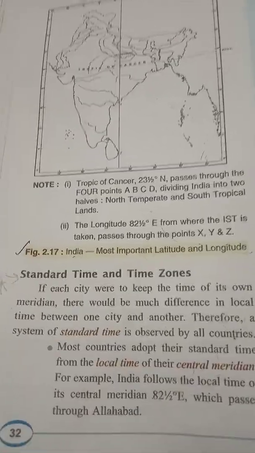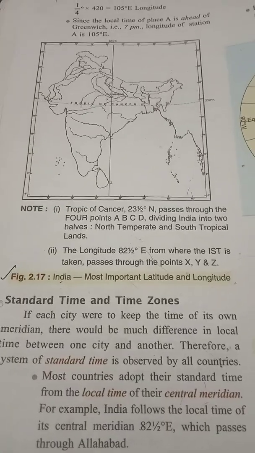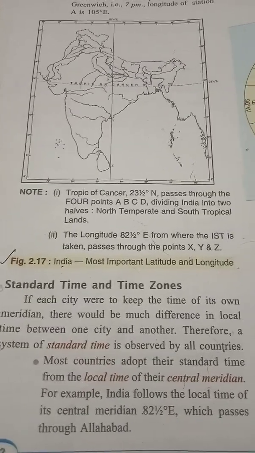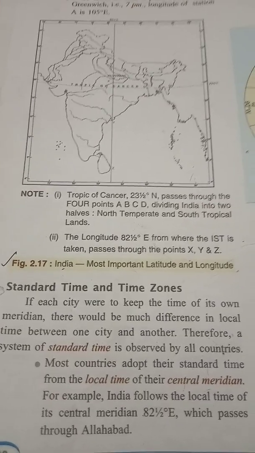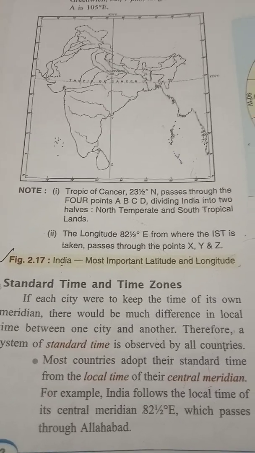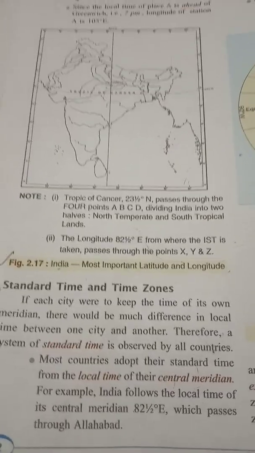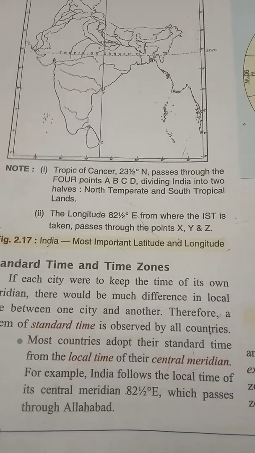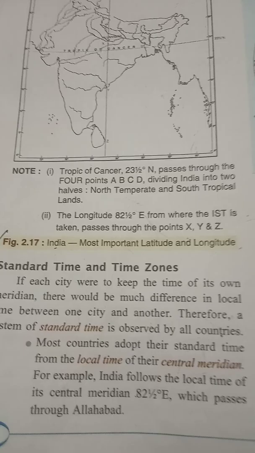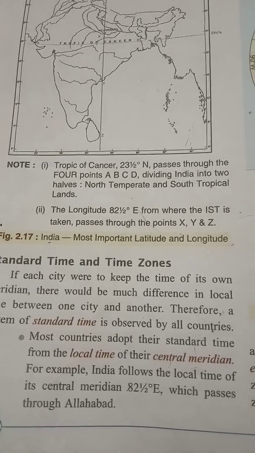See children, suppose every city were to keep the time of its own meridian, then of course there will be much difference in the local time between one city and another. So that is why standard time is observed by all the countries. Most countries adopt their standard time from the local time of their central meridian. Whatever meridian passes through the center of the country, that is known as the standard time for the whole country.